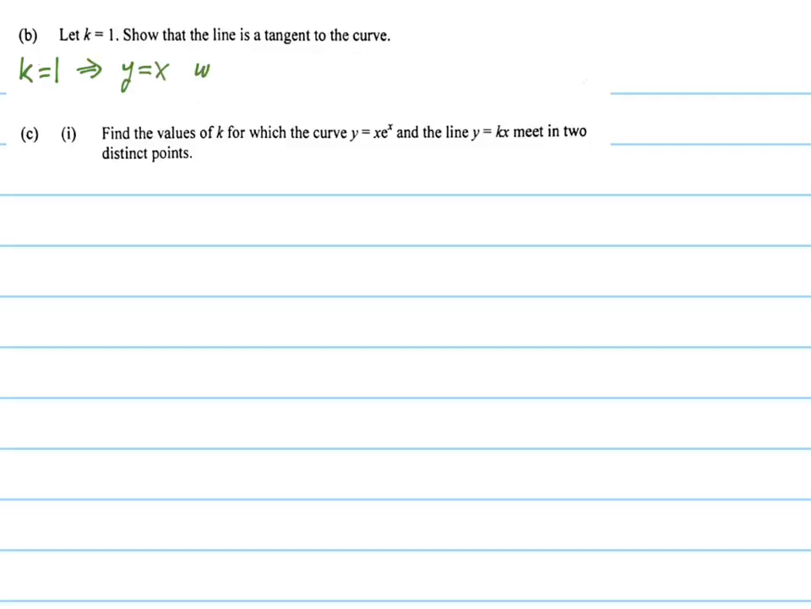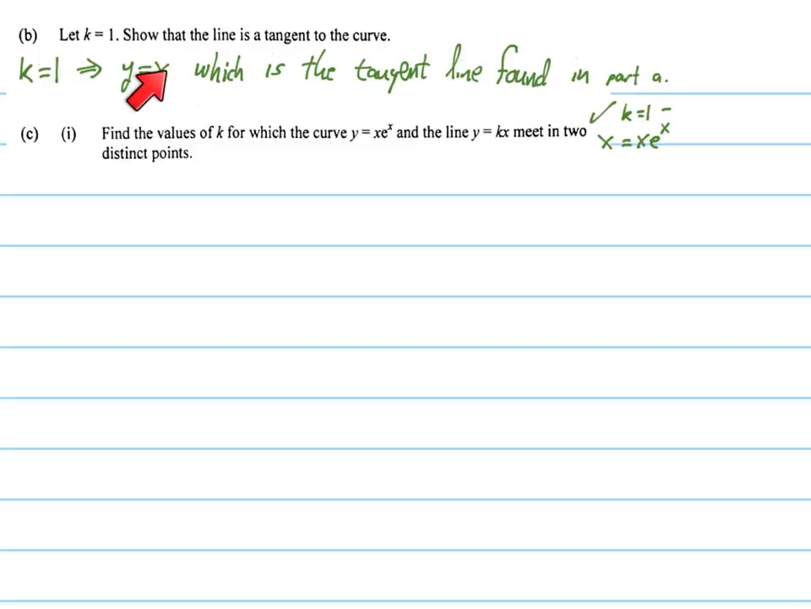Alright, next issue. If k equals 1, show that the line is tangent to the curve. It's pretty interesting that they asked this question the way they did, because most people, when they're trying to find the angle of intersection between the line and the tangent line, would find y equals x already. So we already know it's the tangent line.